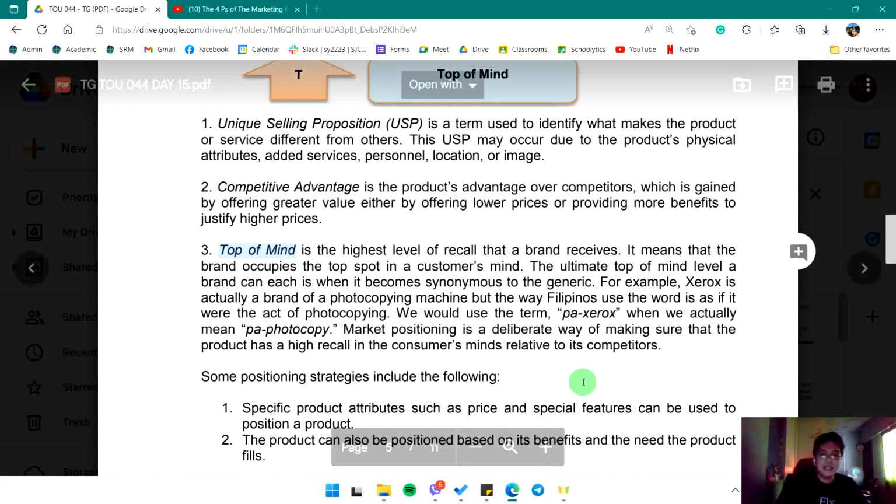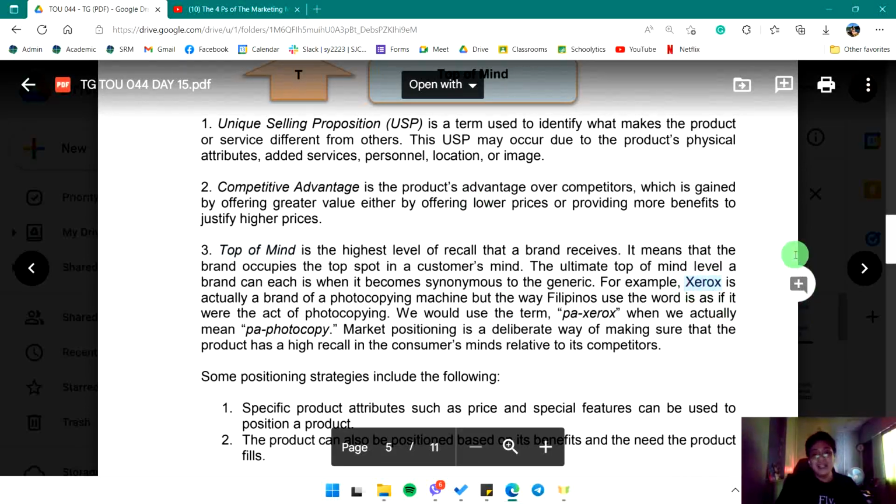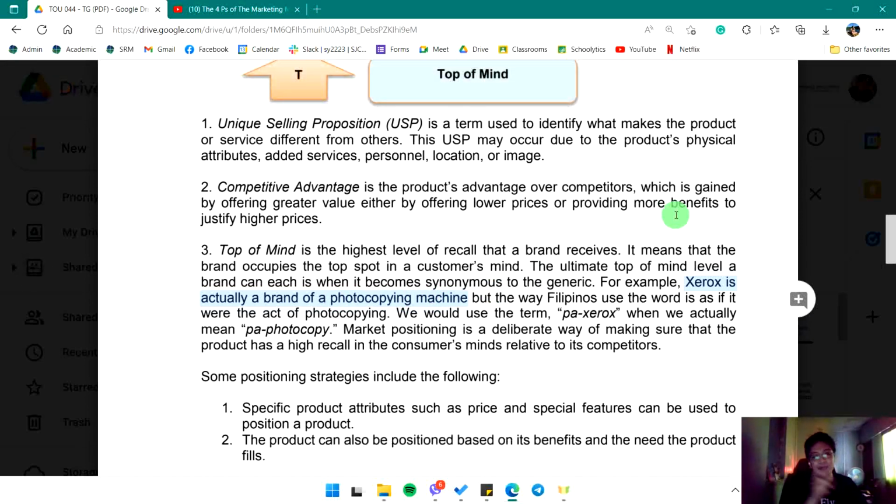And dito sa example na nakalagay dito, Xerox. Xerox, para sa mga hindi po nakakaalam, is actually a brand of a photocopying machine. Xerox doesn't mean photocopy. Xerox is a brand. Pero sobrang dalas na kasing gamitin natin yung term na Xerox na if we will use the phrase, uy, pa-Xerox naman ito, it's like you are saying, uy, pa-photocopy naman ito. Ibig sabihin nun, top of mind. Iniisip kagad ng guest natin na pag meron silang gustong ipa-photocopy na document, Xerox kagad yung iniisip nilang brand.